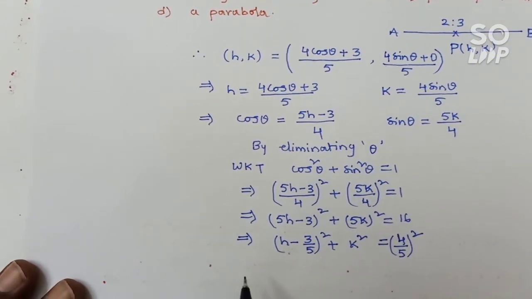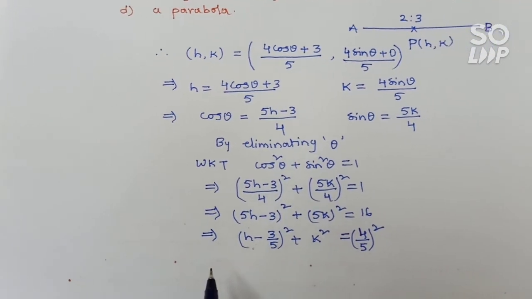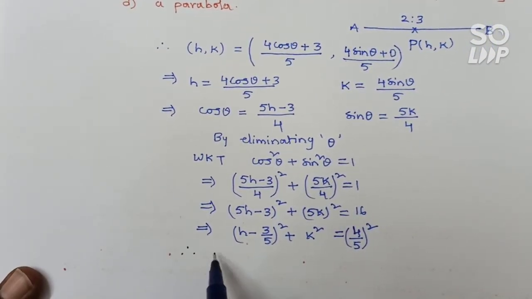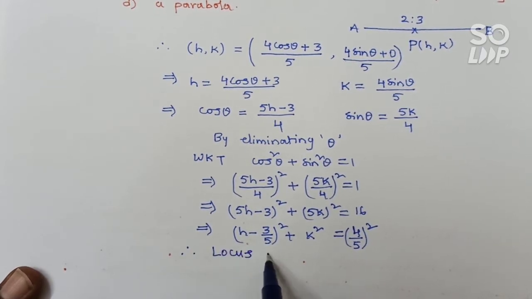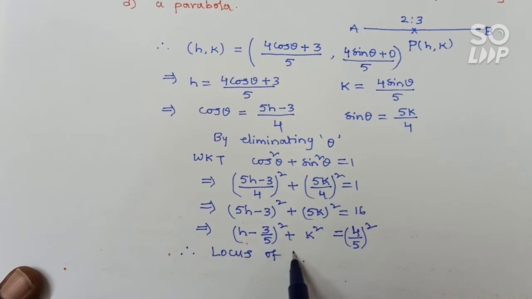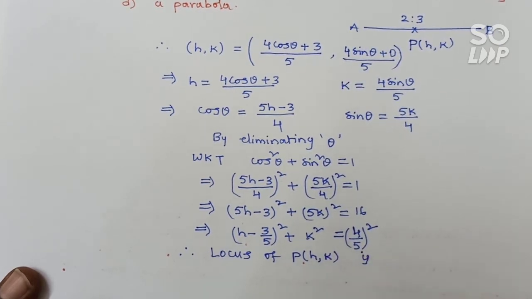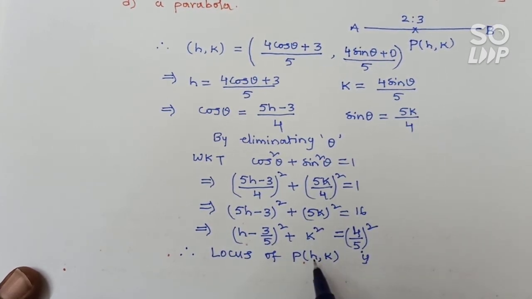Therefore the required locus of P, the point (h, k), is obtained by writing h comma k as x comma y. Already in the very first video I explained how to write the locus of any point.